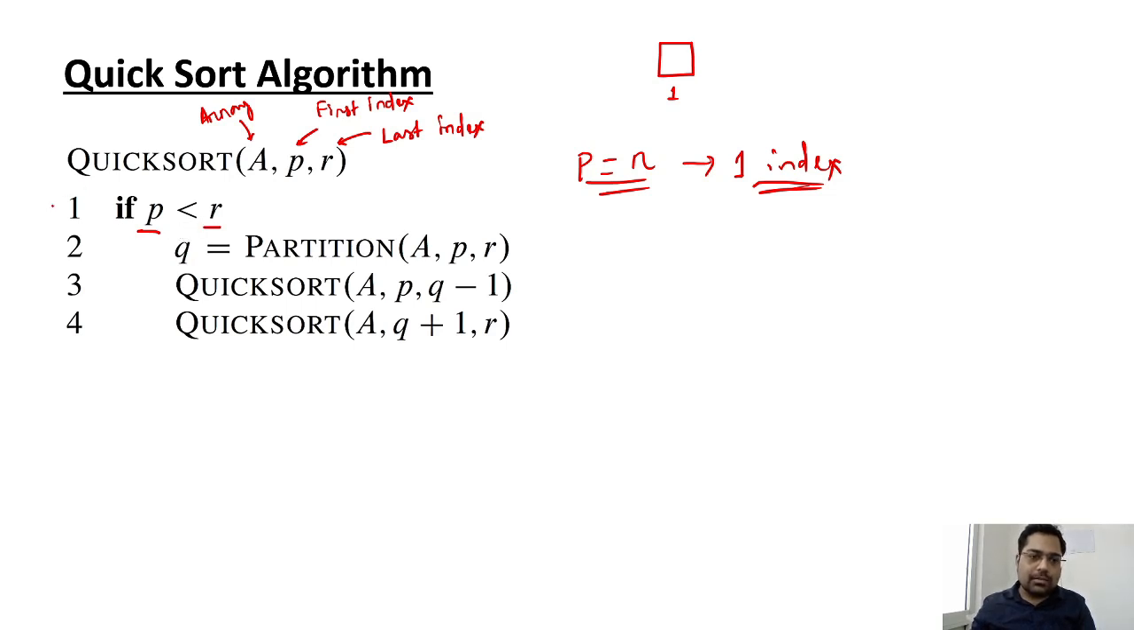If this condition holds, what we have to do is find the partition. Q will keep the position. Basically, it keeps the position of the pivot element. Don't worry, we will be discussing what the pivot element is, the position of the pivot element.